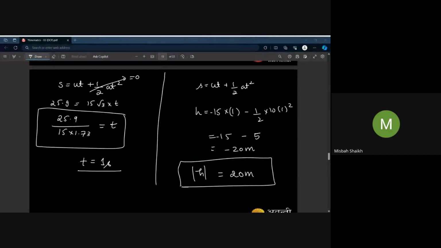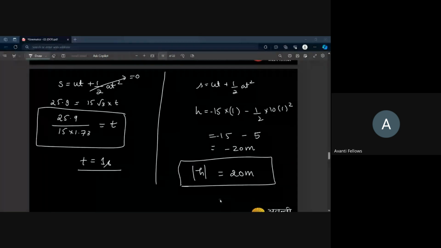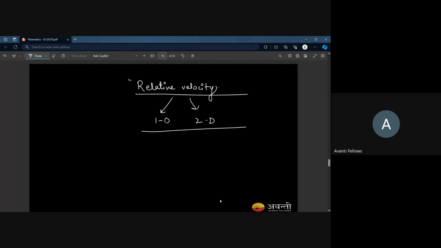Yes, ma'am. Okay. So I guess this is it for today's lecture. Ma'am, in the next lecture, directly put the values in the formula of H maximum. Okay. In next class, we will deal with relative velocity in one dimension and two dimension. Okay. So this is it.